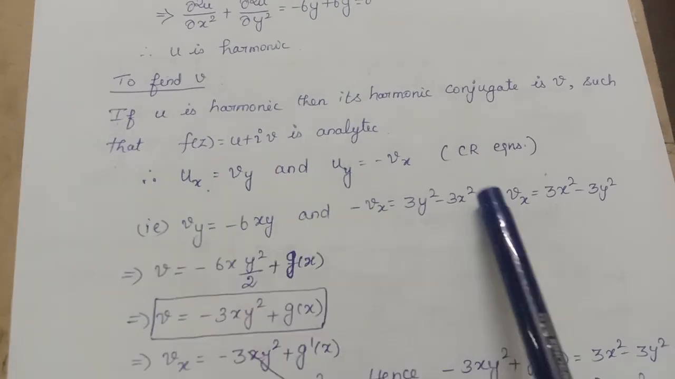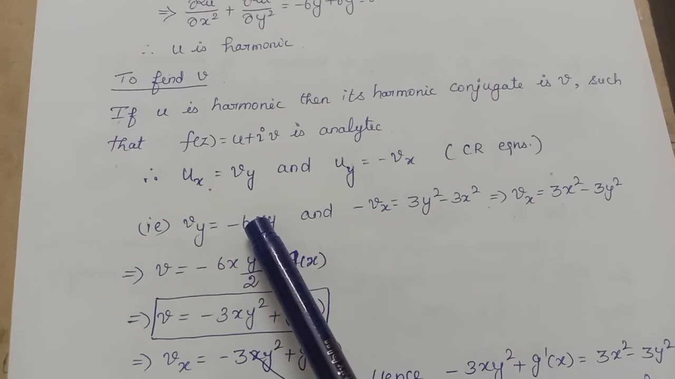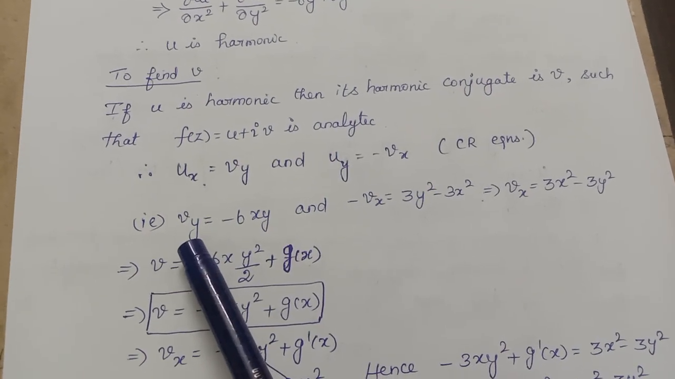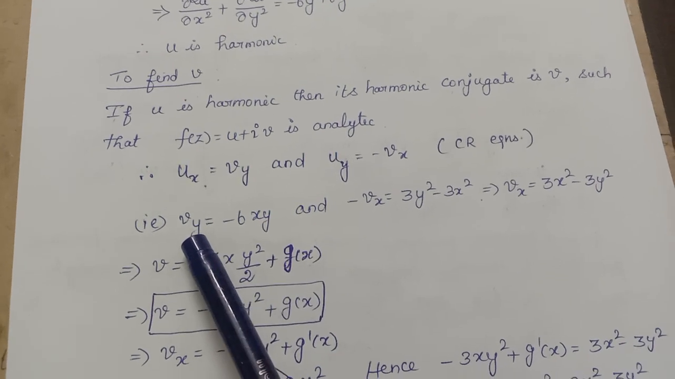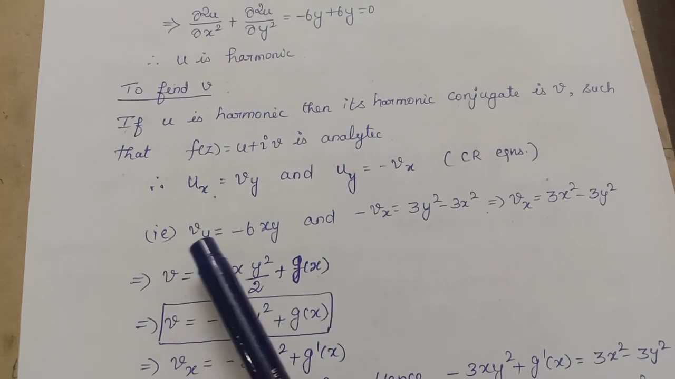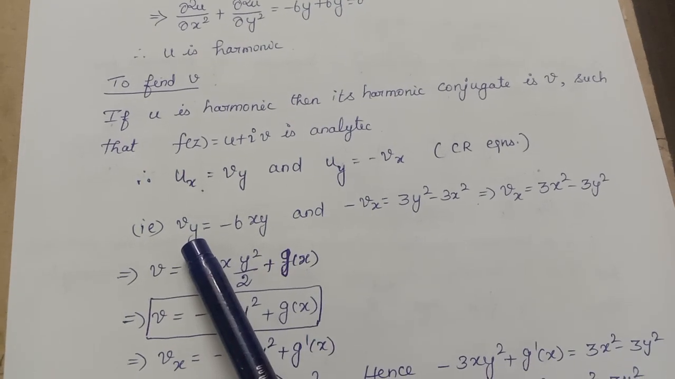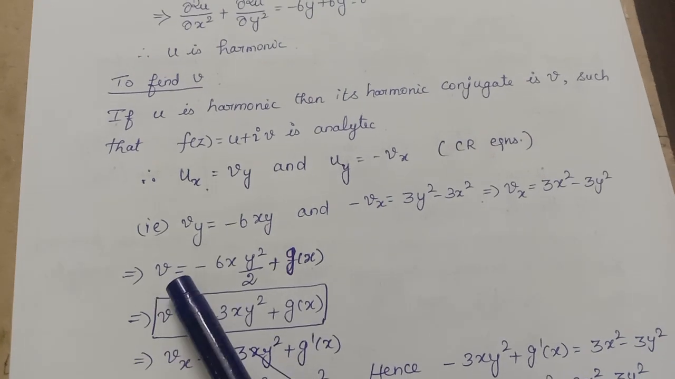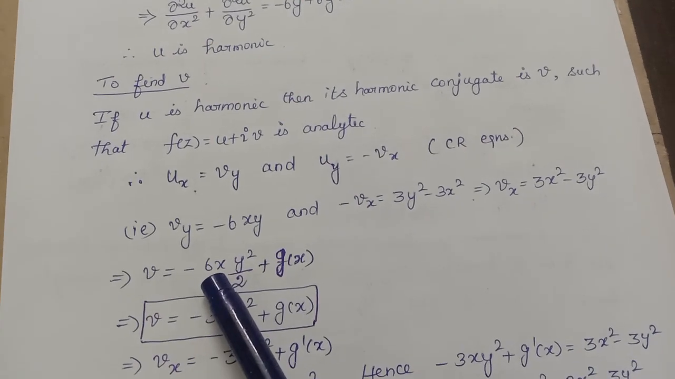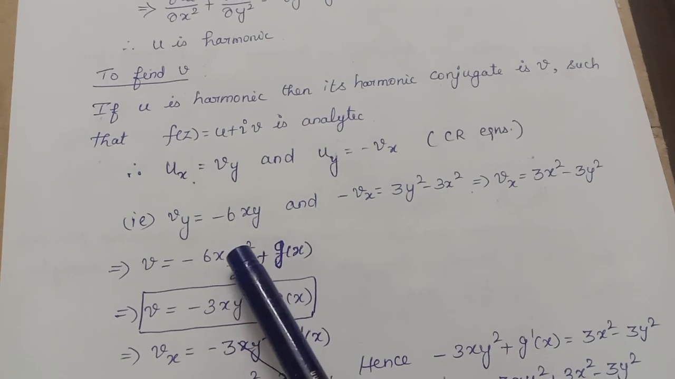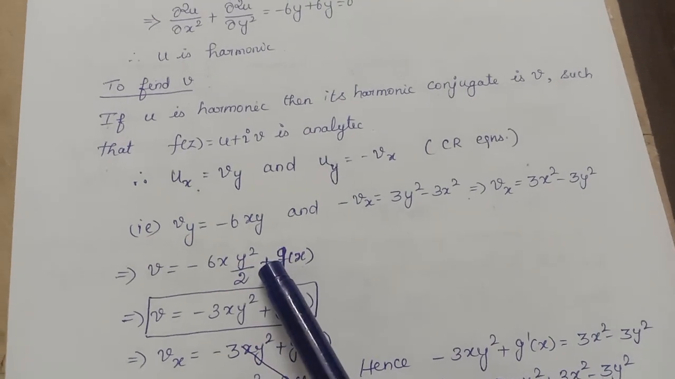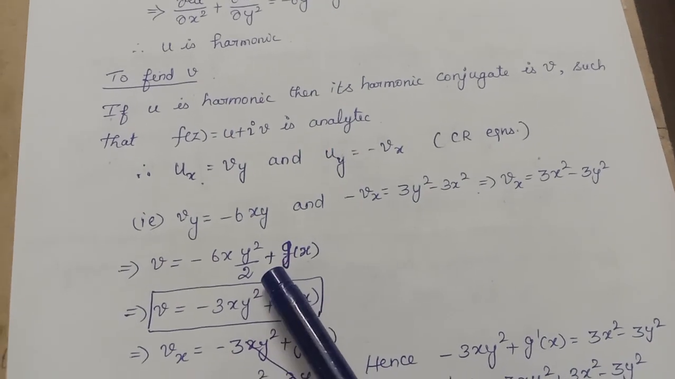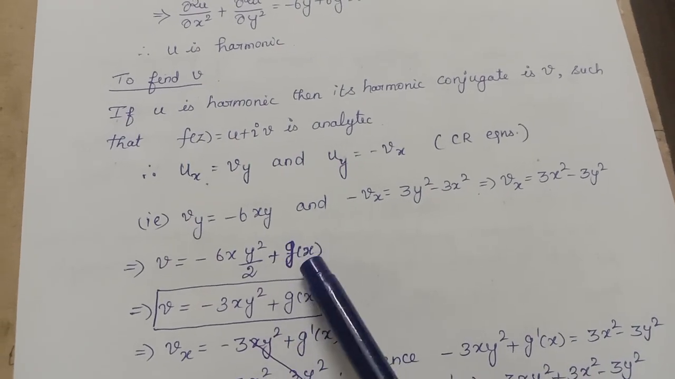Now you take any one of these two. Let me take this one. This is the partial derivative with respect to y, isn't it? So integrate this with respect to y. This is vy. If you integrate this with respect to y, what will you get? Simply v. So v equal to minus 6x times the integral with respect to y, so y will become y square by 2, plus, whenever you are integrating with respect to y, this x is treated as a constant, so you will have a function g of x.